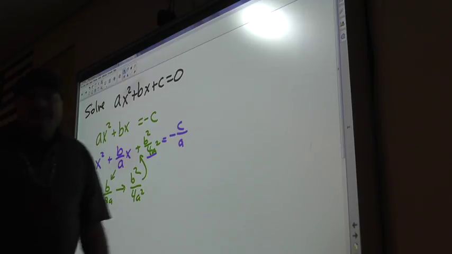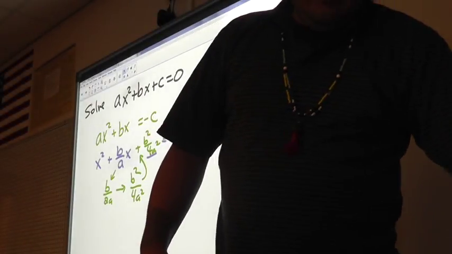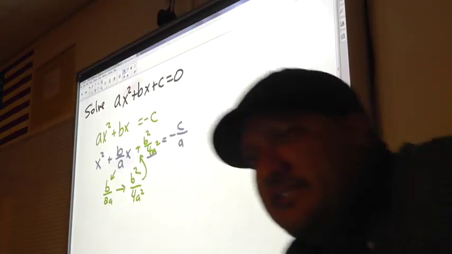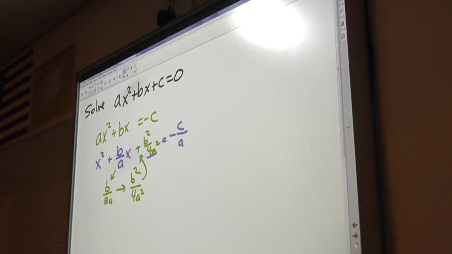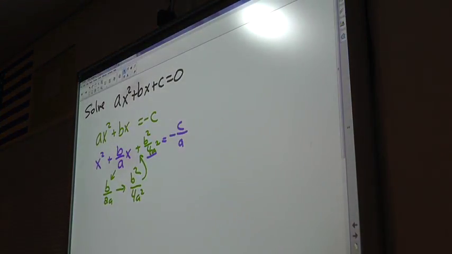Now, what does your left-hand child say? Hey, if you're going to give him b squared over 4a squared dollars, I want b squared over 4a squared dollars. You're like, all right, here. Here's your b squared over 4a squared dollars.